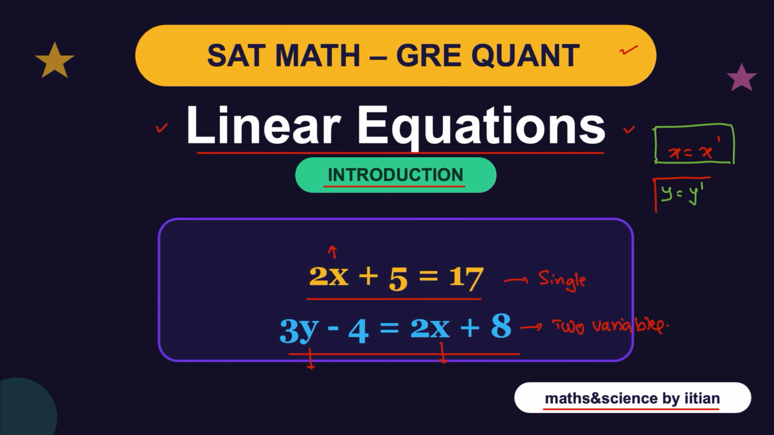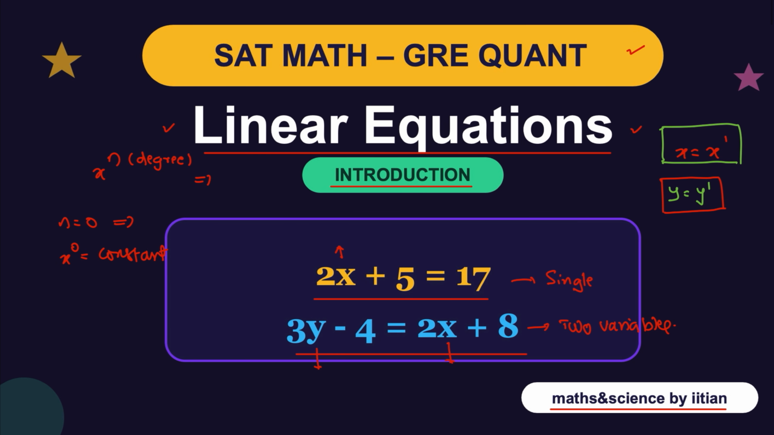Now, when the power is 1, that particular equation is said to have a degree of 1, and it's a linear equation. If x to the power of n is taken as a variable and n is the degree, then n equal to 0 implies x to the power of 0 is a constant. n equal to 1 means x to the power of 1 is equal to x. The degree is 1 and it is linear.